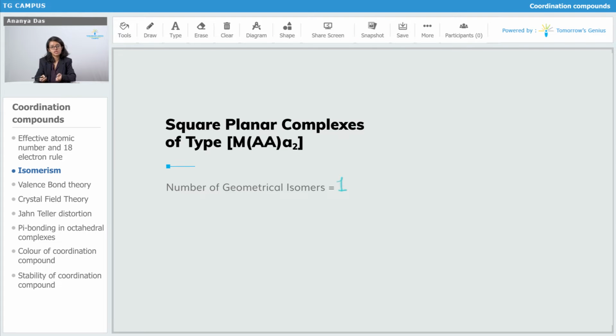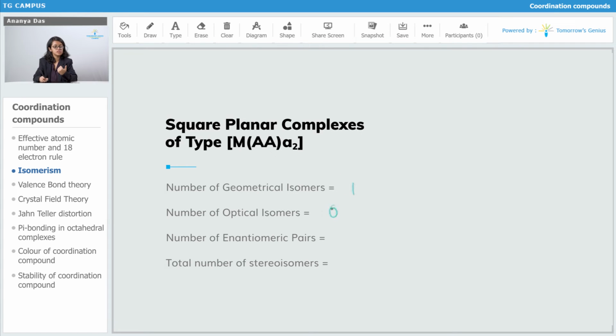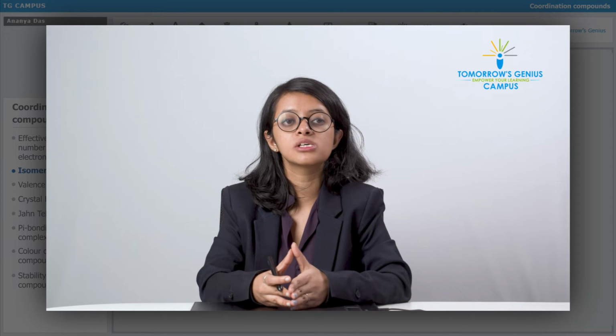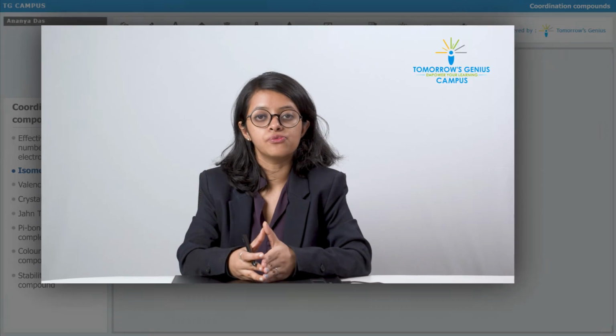Is it going to show any optical isomerism? Again no, because it is a square planar complex, it is not going to show any optical isomerism either. So that was 0. As the enantiomeric pairs depend upon the number of optical isomers, the enantiomeric pairs is also 0. Therefore the number of stereoisomers is equal to the number of optical isomers plus the number of inactive pairs, so that is 1. So the total number of stereoisomers is equal to 1. So these are all the possible isomerisms exhibited by the square planar complexes of the type MA2A.